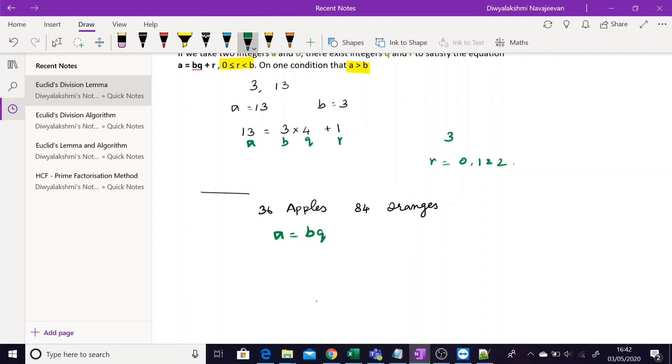Now the lemma format is a equals bq plus r. We need to consider this condition that a has to be greater than b always. We need to bear in mind all the time, otherwise the lemma is not going to be valid. So now we decided a has to be 84 and b should be 36.